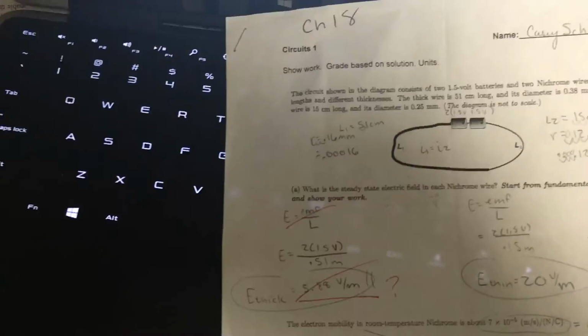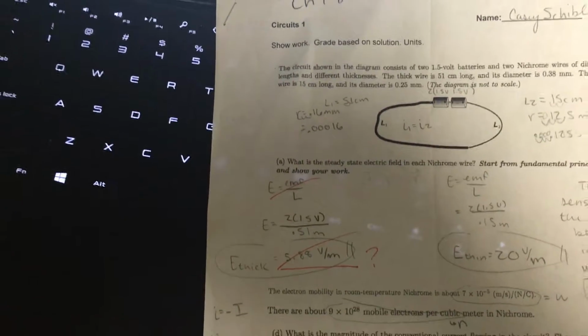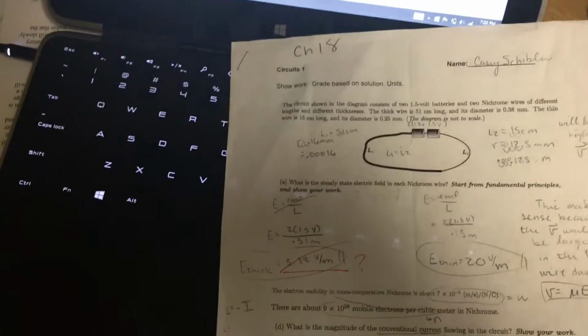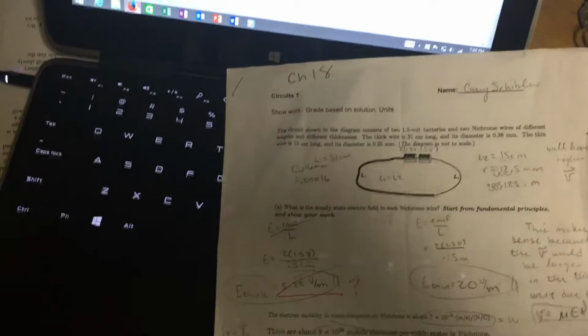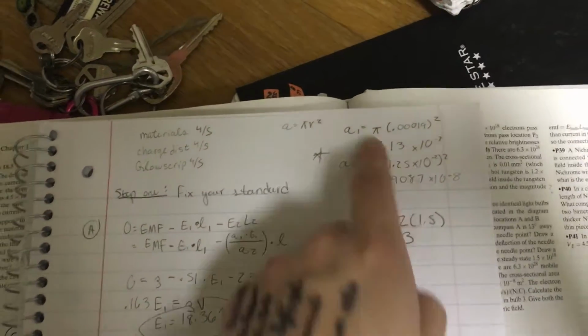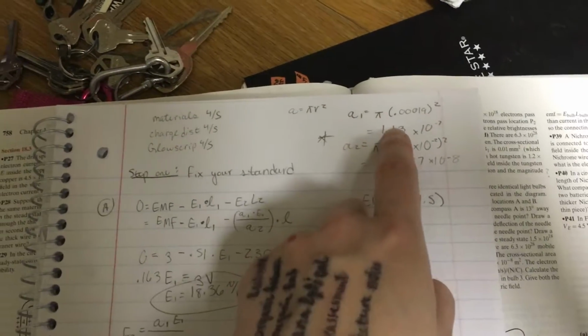So let's see, the question states, the circuit shown in the diagram consists of two 1.5 volt batteries, two nichrome wires of different lengths and thicknesses. They give me the length and diameter of each wire. So what I did is, in order to get the area of each wire, I had to divide the diameter by 2, so then I do pi r squared, and it gives me my area.